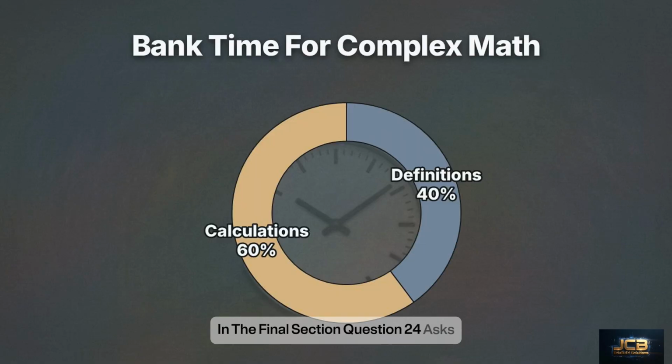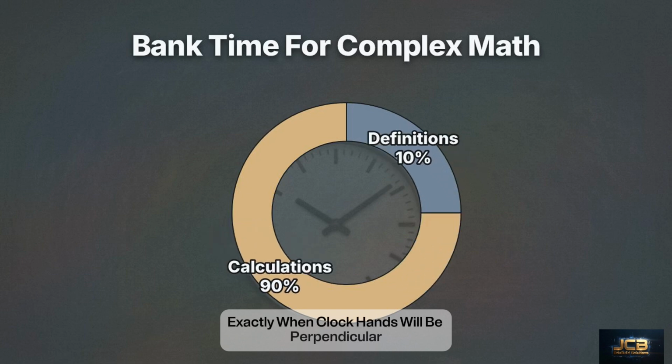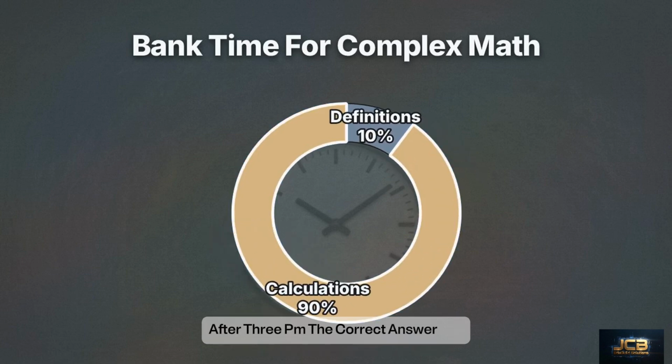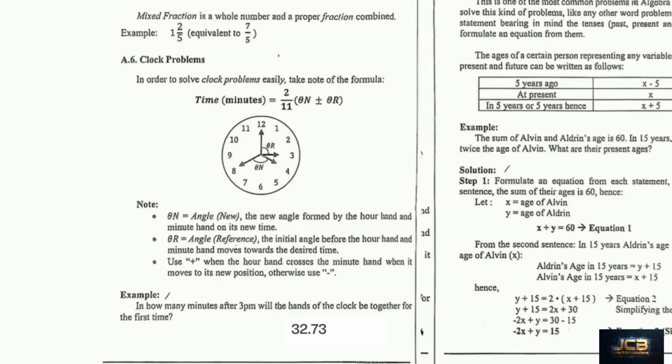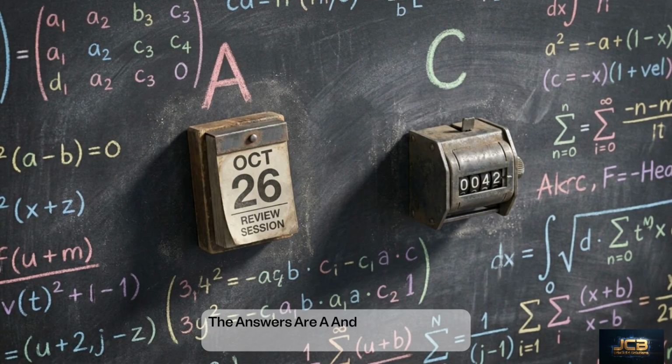Question 24 asks exactly when clock hands will be perpendicular after 3 p.m. The correct answer is C, 32.73 minutes. By applying the specific clock formula from the manual, you calculate the exact time based on the relationship between new and reference angles. For the age and number problems in questions 25 and 26, the answers are A and C.